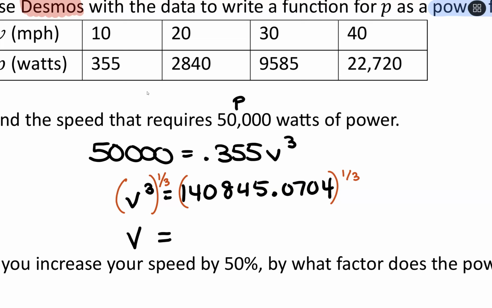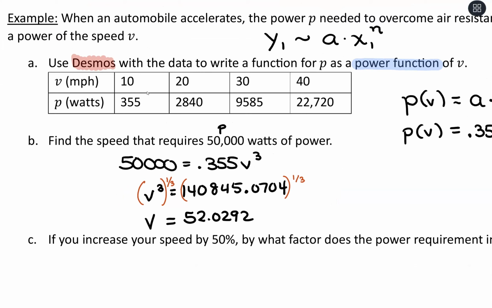And so in my calculator, I'm going to take that previous answer and raise it to the 1/3 power, which is 52.0292, which is about 52 miles per hour. So the speed that requires 50,000 watts of power would be 52 miles per hour.